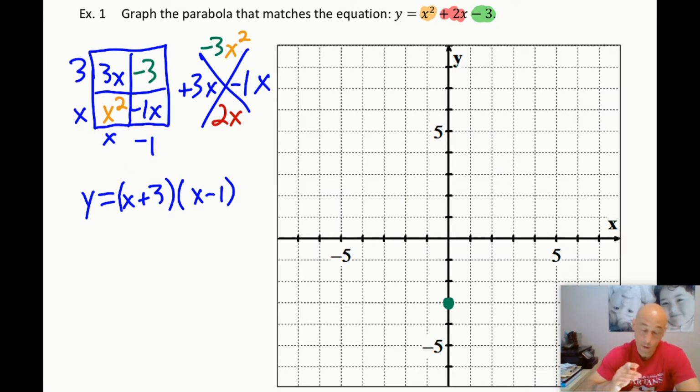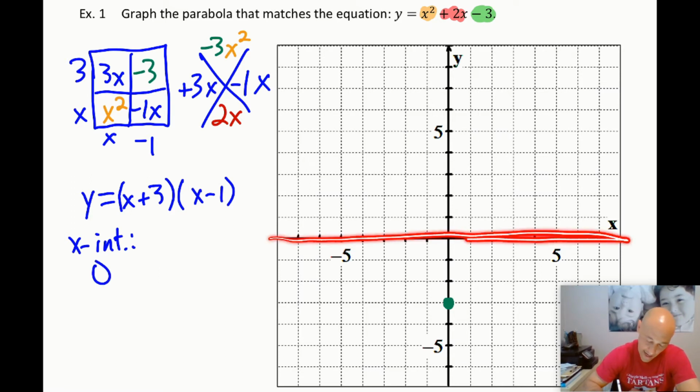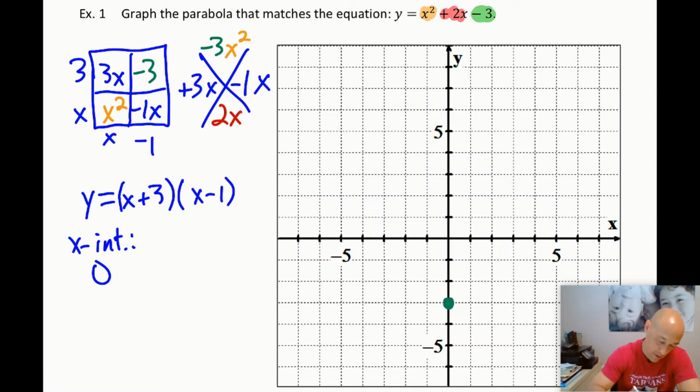Now, I'm looking for my x-intercepts. I'm going to make y equal 0, because if the point is going to be on the x-axis, that's what makes it an x-intercept. It has to have a y value of 0. That's the only way that can happen. So we have 0 equal to the quantity x plus 3 times the quantity x minus 1.